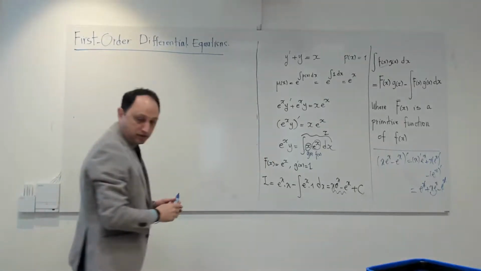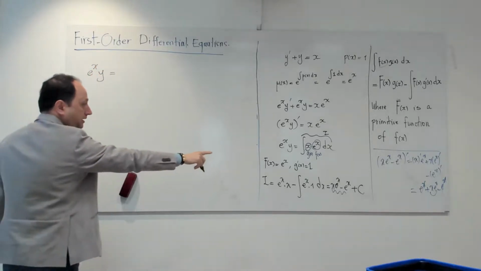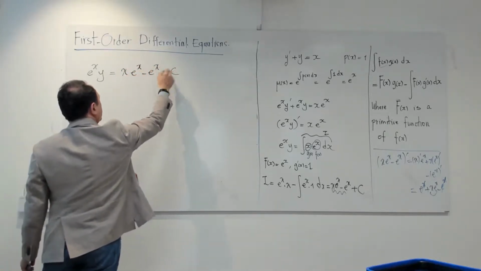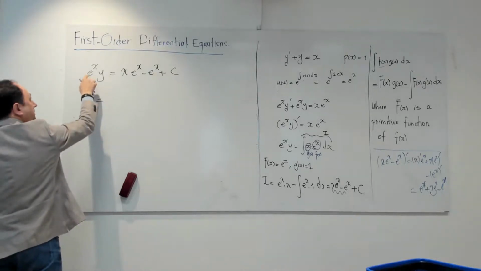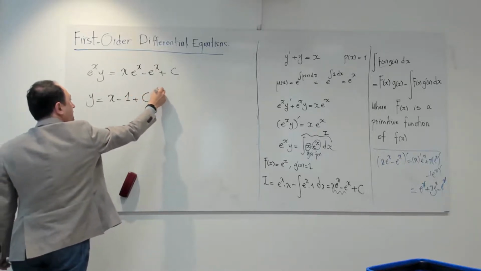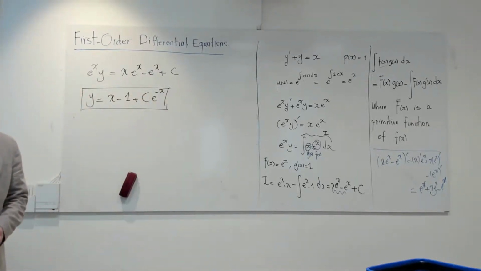So here we have e to the power x times y is equal to x e to the power x minus e to the power x plus a constant. But I am looking for y, so I divide by this. This becomes x, this becomes minus 1, this becomes c e to the power minus x. So that is the general solution for that differential equation. Yes? Am I right? Let me double check that.